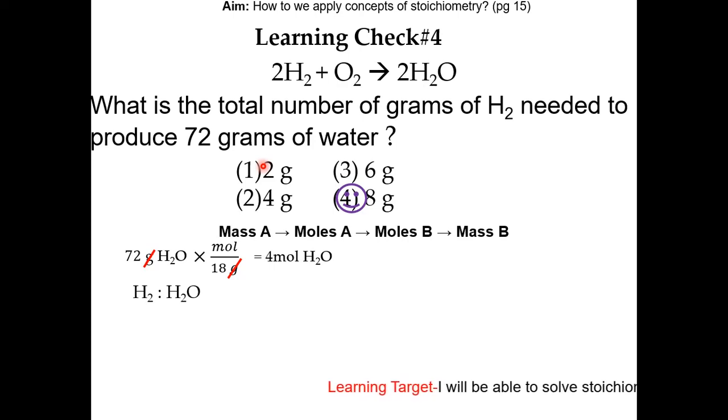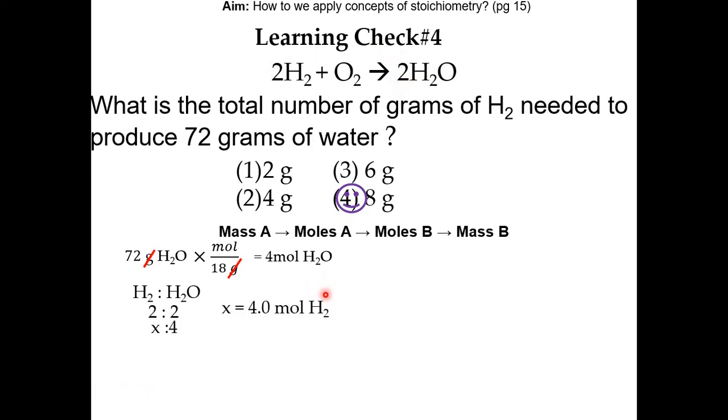Next, we do a mole ratio between H2 and H2O. They are 2 to 2 or 1 to 1 ratio. We have 4 moles of water. Therefore, we have 4 moles of H2 when we cross multiply. The next step is to figure out the mass of H2. We do that by multiplying the moles of H2 by the GFM, which is 2.